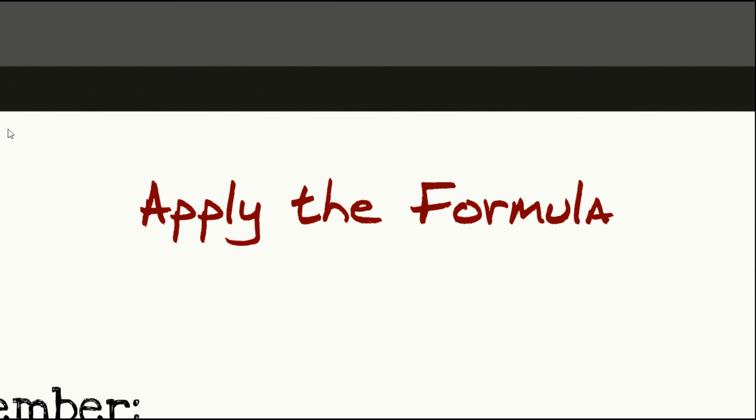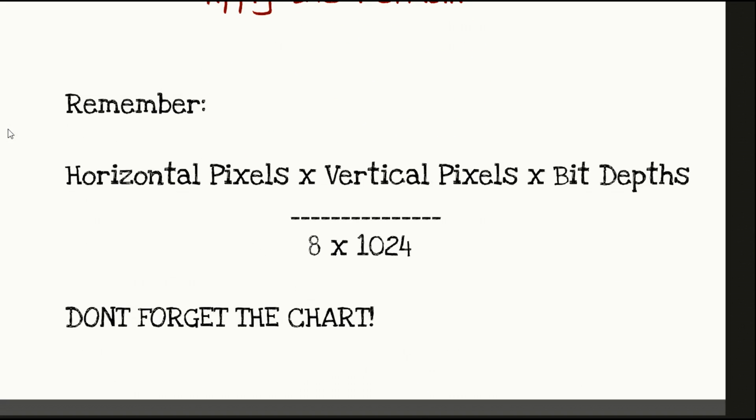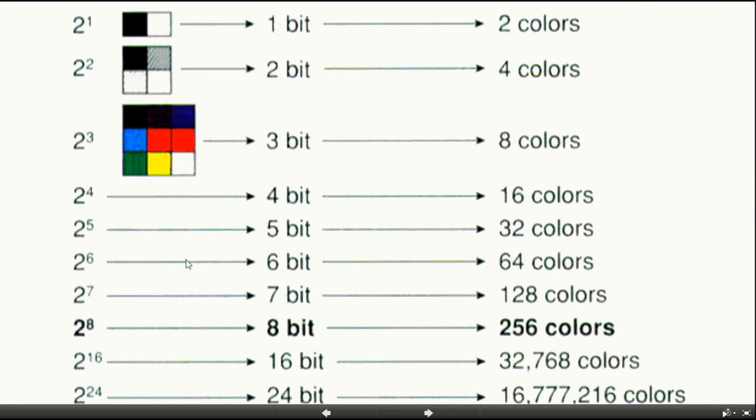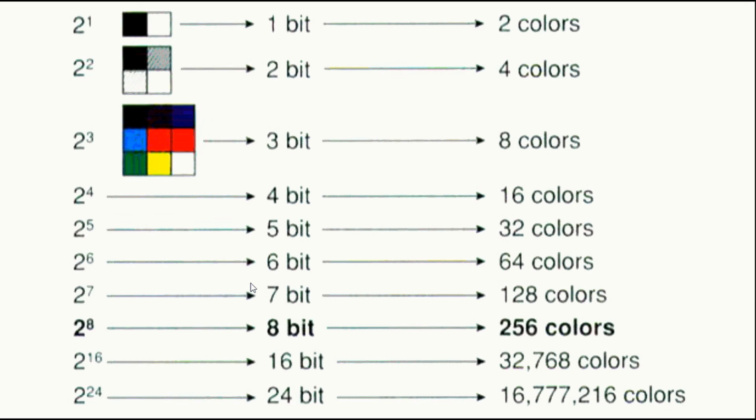Anyway, in order to do these equations, you have to apply this formula. Remember, horizontal pixels times vertical pixels times bit depths divided by 8 times 1024. So if you ever come across an equation, you have to remember this. Remember to go from left to right, divided by that. And then don't forget the chart, which will be located over here. Now, we had a slight error in getting the chart, so just stick with it.